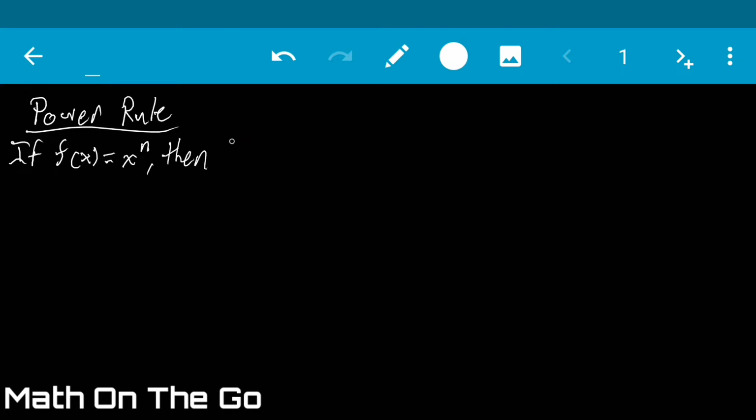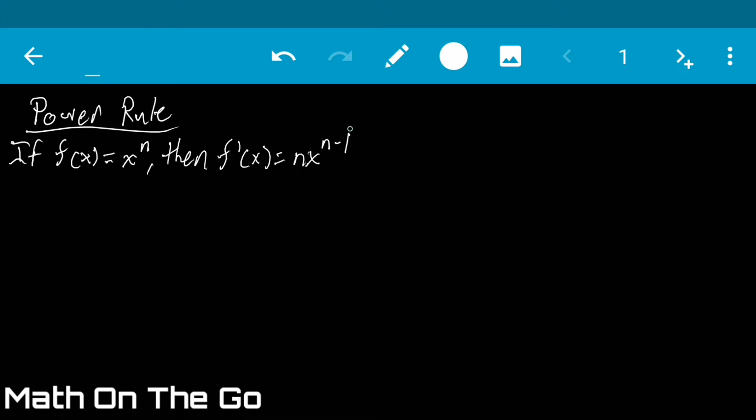So in the previous video, I showed how to find the derivative using the definition of a derivative. In this video, we're going to talk about the power rule. So the power rule states if f of x equals x to the n, then f prime of x equals nx to the n minus 1.